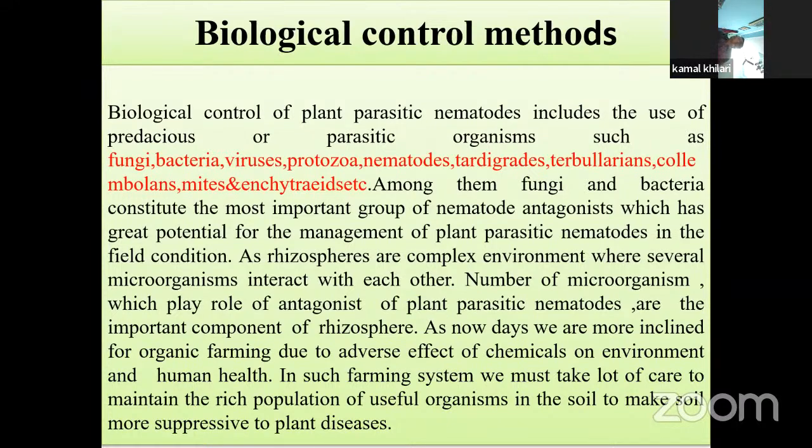So in this way, different bioagents are available in the market, and they are effective for the management of the nematodes. So I think from the organic farming point of view, these are the different strategies. With the help of these strategies, we can manage the nematode in organic farming. So I think this is all about plant parasitic nematodes and their management.